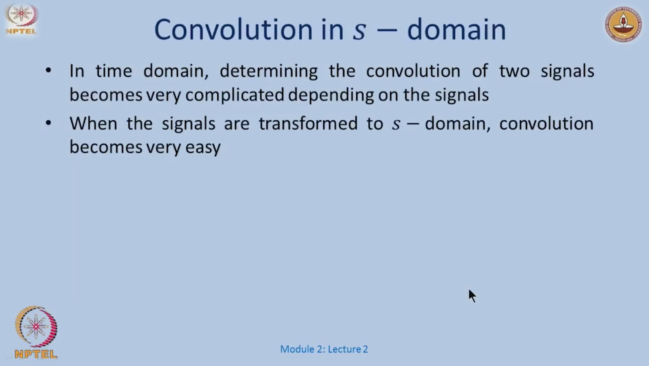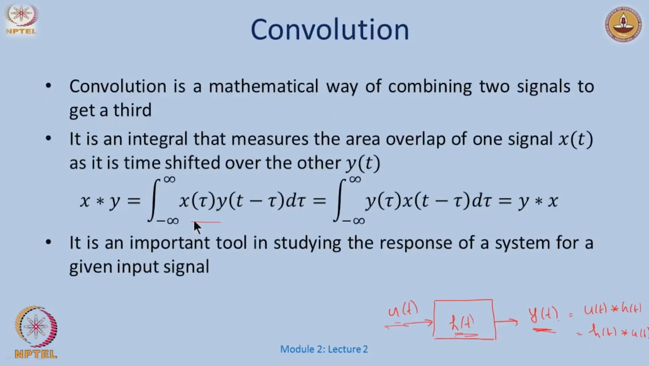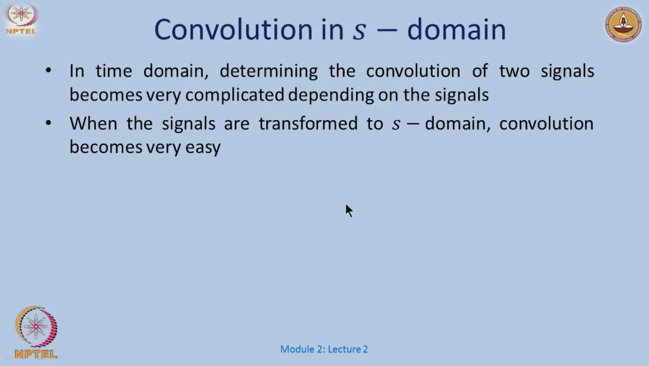Okay. So, this actually looks quite complicated. Even the expression I have to compute, the integral of x of tau times y of t minus tau, d tau, to get the output signals sometimes becomes too complicated in doing the integration. But when they are transformed into the Laplace domain, the convolution becomes very straightforward.